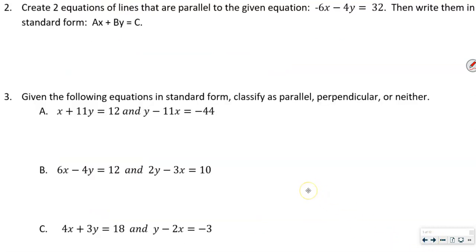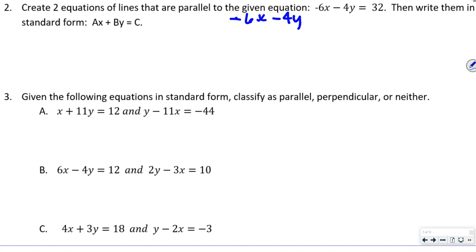So number 2 says create equations of lines that are parallel to the given equation. So what we're going to do is take this equation, negative 6x minus 4y equals 32, and put it in y equals format. So we're going to get everything but y on the other side of the equal sign. For this, we're going to add 6x to both sides. And we cannot combine 6x with 32 because it's not a like term. Okay, so now it's gone from there, and we get negative 4y equals 6x plus 32.